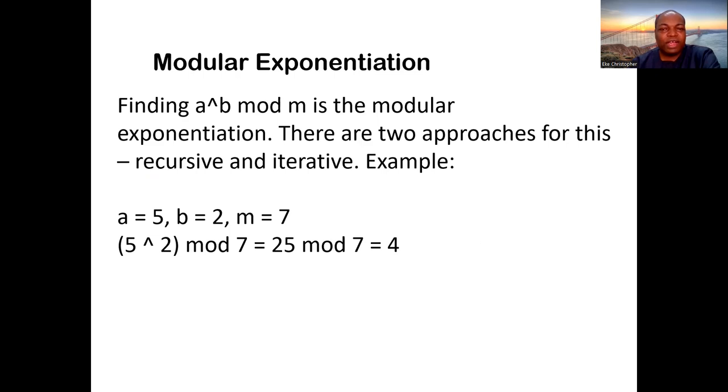So let's look at modular exponentiation. Finding A exponentiation B mod N is the modular exponentiation. There are two approaches for this: we have recursive and iterative. Let's take an example. We have A equals 5, B equals 2, N equals 7. So 5 exponent 2 mod 7 equals 25 mod 7, which equals 4. 5 exponent 2 equals 5 times 5, that is 5 raised to the power 2, which is 25. 25 mod 7 equals what? 4.